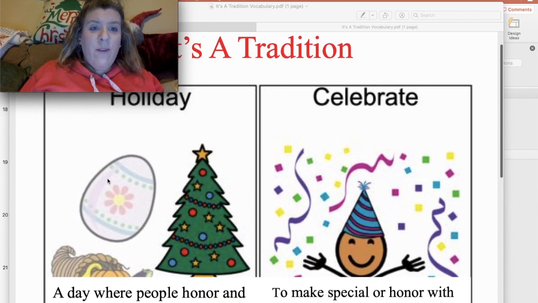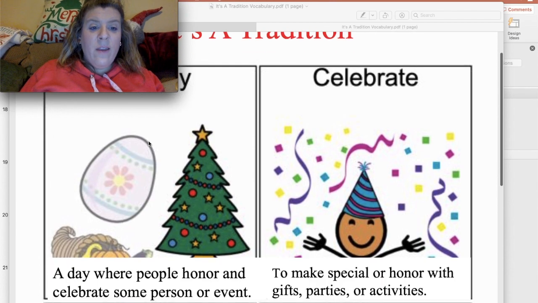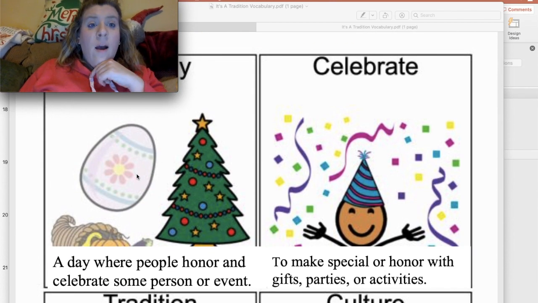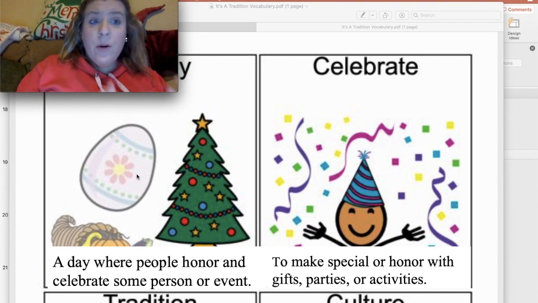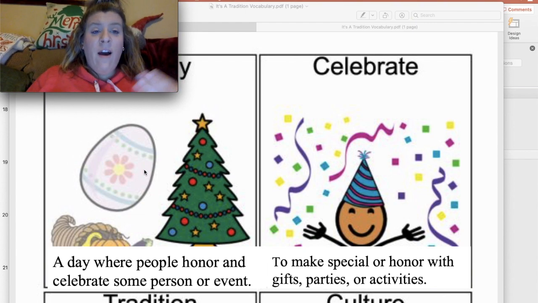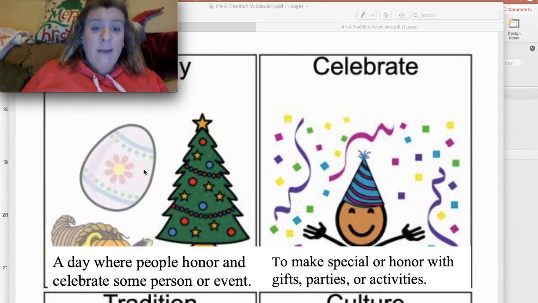The first word right here that we see is the word holiday. And you can see some pictures of different symbols for holidays. And a holiday is just a day where people may honor or celebrate a person or an event. Can you guys think of a holiday or your favorite holiday?